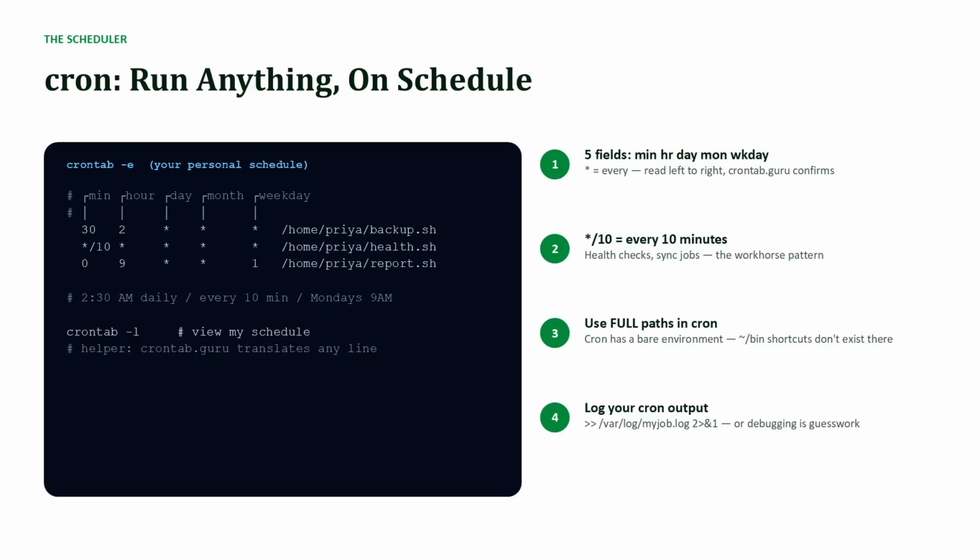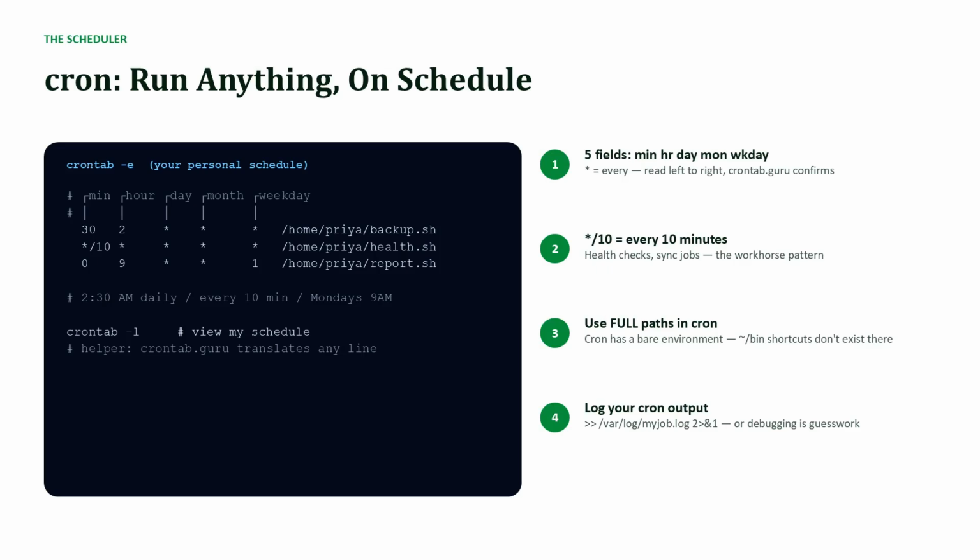Cron, the 50-year-old scheduler that still runs the world. crontab -e opens your schedule. Each line is 5 time fields, then a command. The fields: minute, hour, day, month, weekday. Star means every. So 30 2 * * * is 2:30 every morning. */10 in the minutes field is every 10 minutes. And 0 9 * * 1 is Mondays at 9. When in doubt, crontab guru translates any line to English.